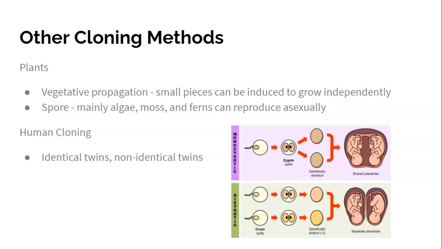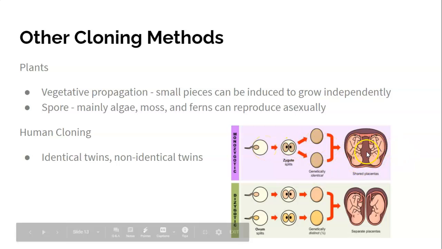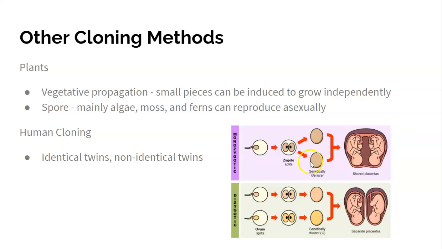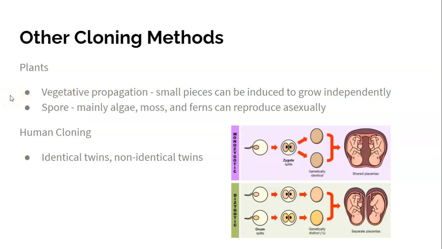And then you have human cloning, where you have identical twins or non-identical twins, right? So you have one sperm and egg that splits into two and you get a shared placenta. Or you have two eggs, two sperm, and you have genetically distinct twins, right? So this would be like fraternal twins and you have separate placentas and they're grown at the same time, but they have different egg and different sperm.